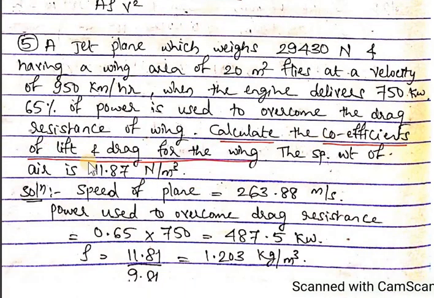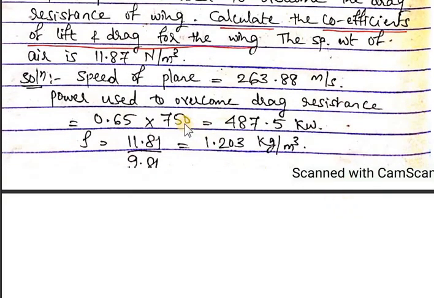Calculate the coefficient of lift and drag for the wing, for given specific weight of the air as 11.87 Newton per meter cube. Now speed I have converted into meter per second, that is 263.88 meter per second. Conversion is already given in earlier pages. Power used to overcome drag resistance: here you can observe what power is used to overcome the drag resistance. That is 65% of the power delivered by the engine, meaning 65% of the power is only lost to overcome the drag.